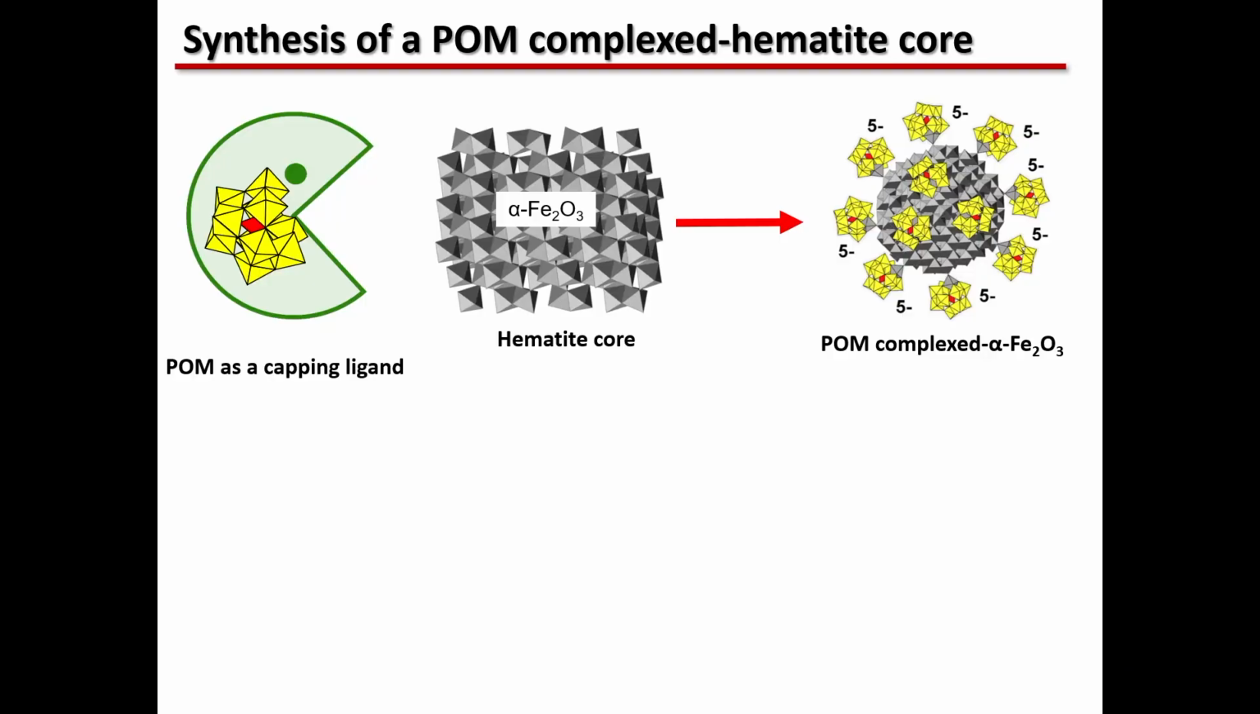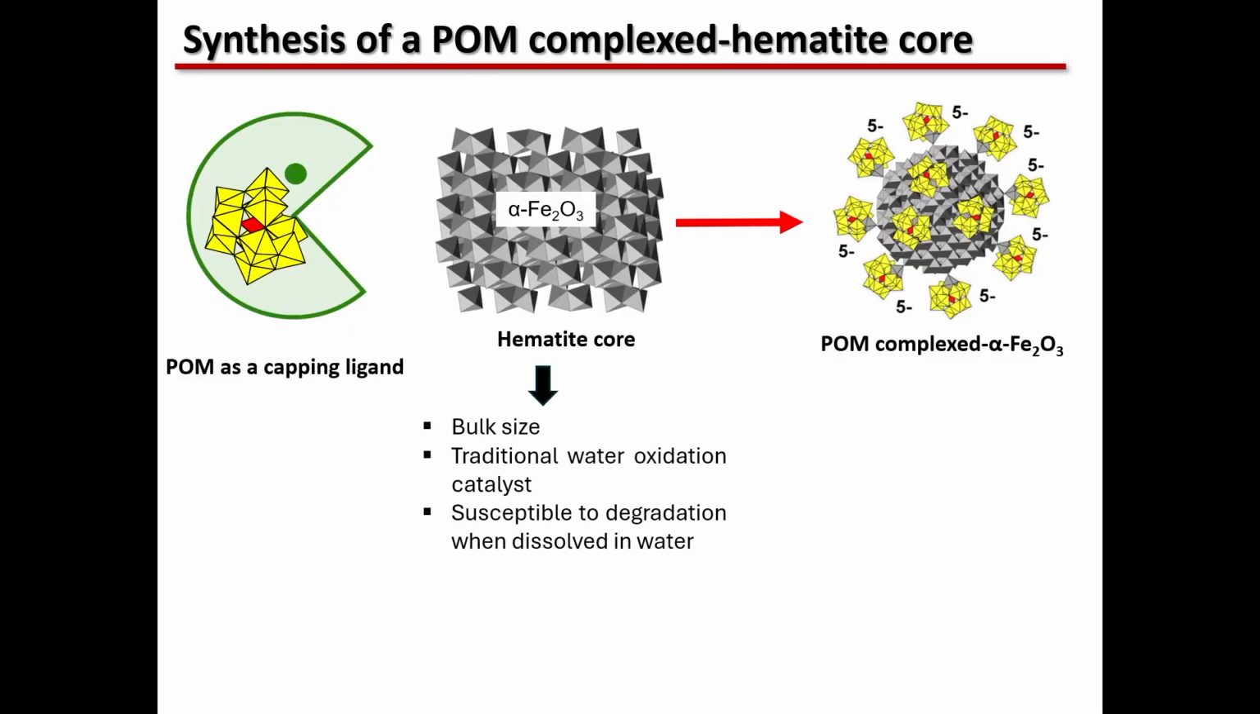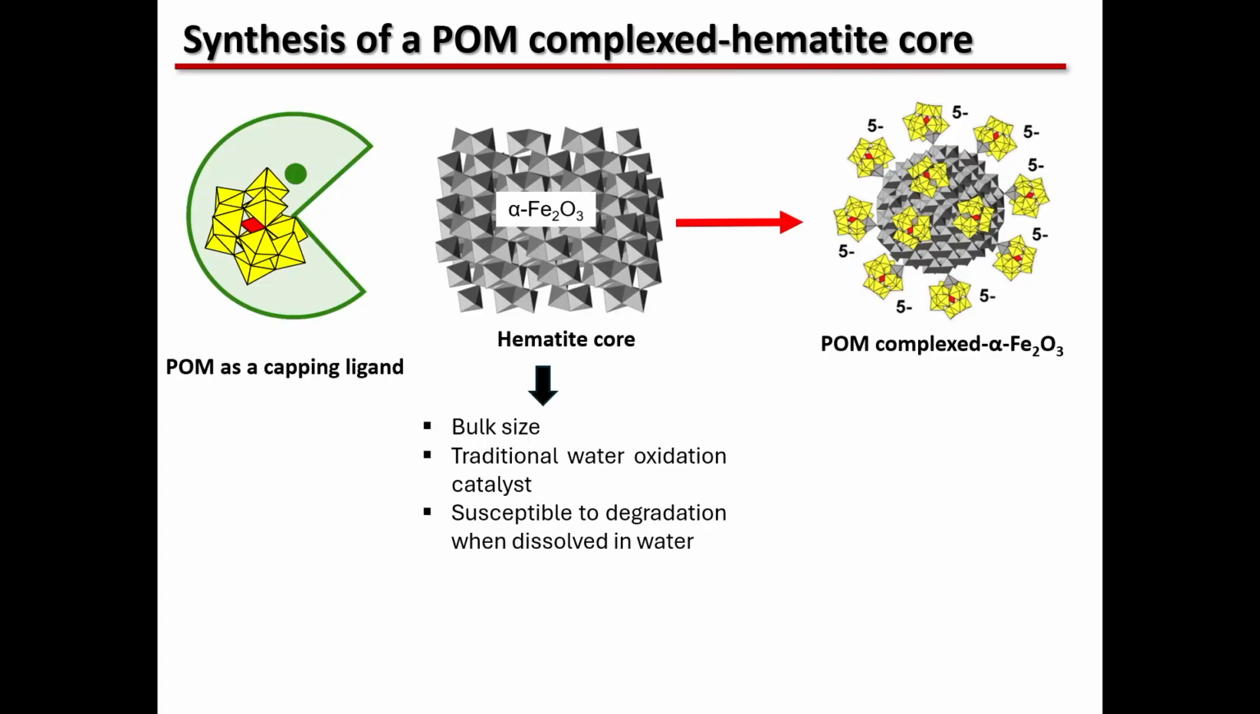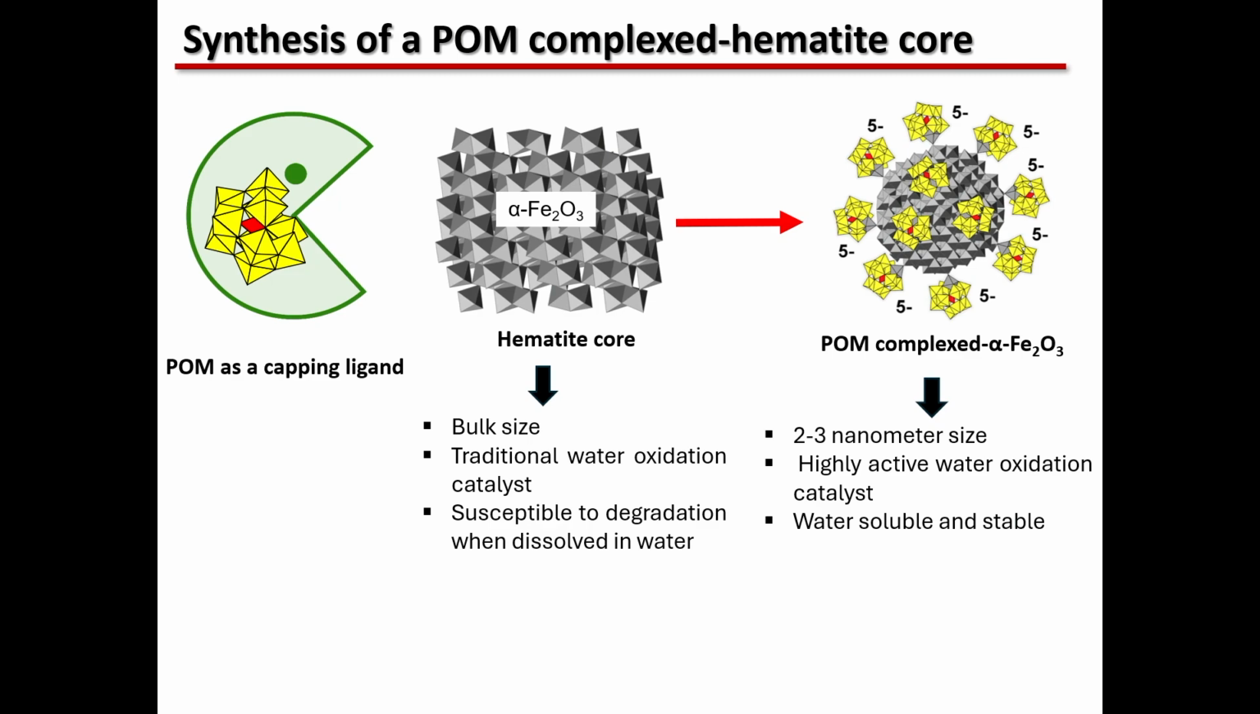Now I will show another example, synthesis of a POM-complexed hematite core. Hematite, also known as iron oxide. Here we can see that this hematite is present in bulk size, but it is a traditional water oxidation catalyst, and water oxidation is an important reaction in green fuel generation. But when we dissolve it in water, it is susceptible to degradation. So when we use the POM to trap it into solution form, we form the POM-complexed iron oxide. We trapped it into a 2 to 3 nanometer size, and it was also a highly active water oxidation catalyst, and it was water soluble and stable.